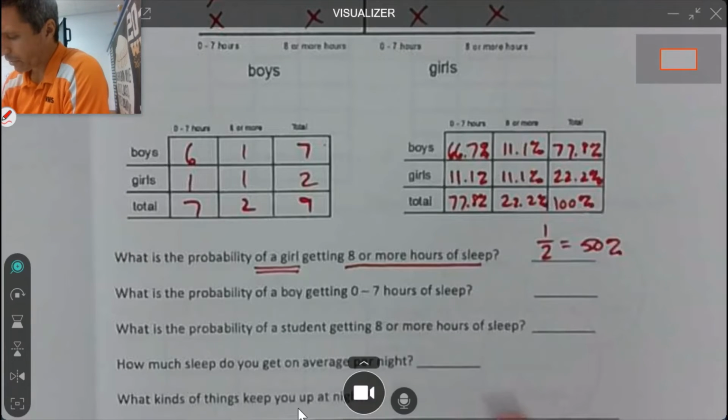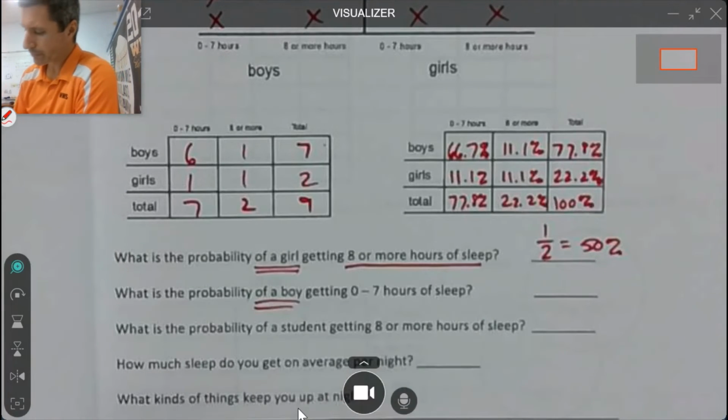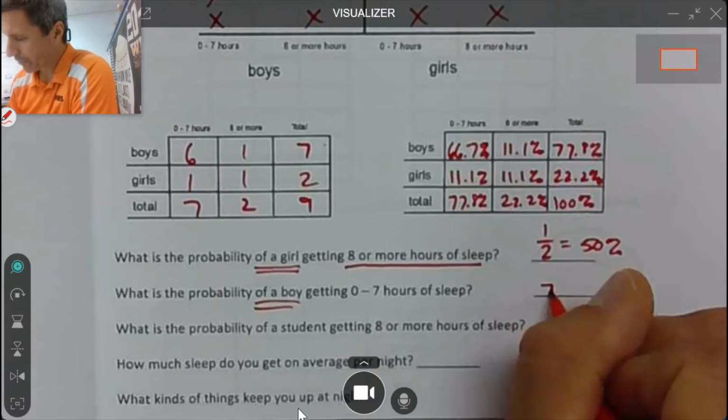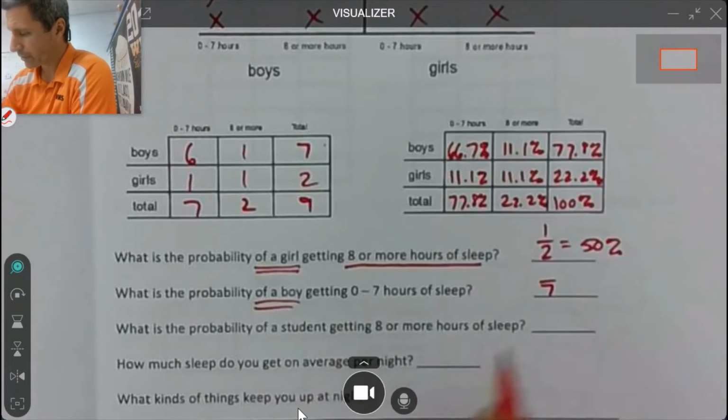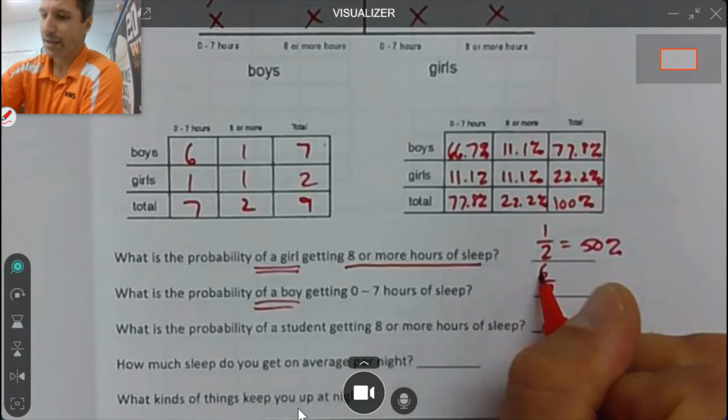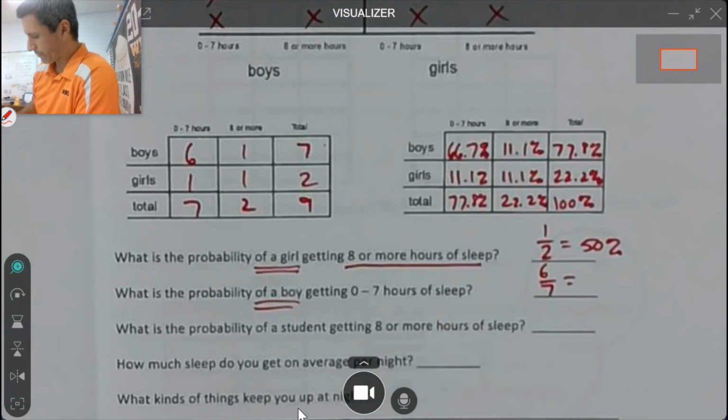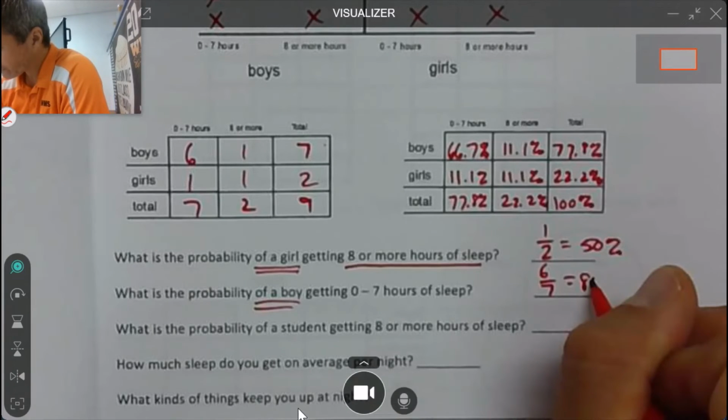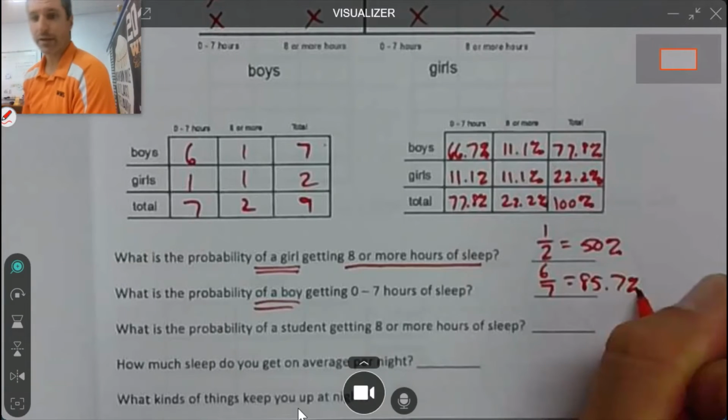What is the probability of a boy? How many boys were surveyed? 7. Out of 7, how many are not getting enough sleep? 6. That's correct. If you take 6 divided by 7, hey calculator, wake up. Yeah, 85.7%. Thank you. I just want to verify.